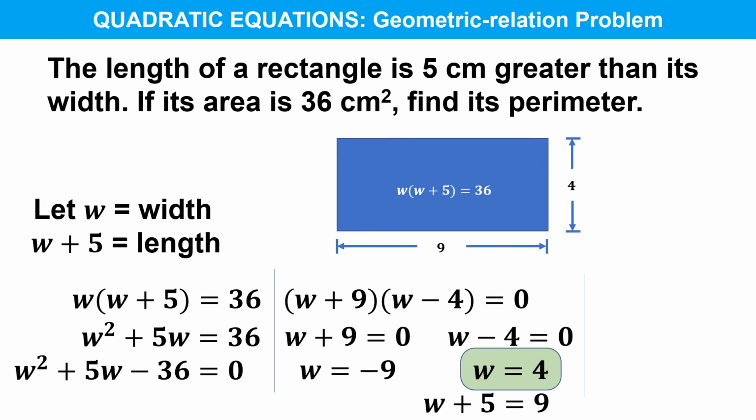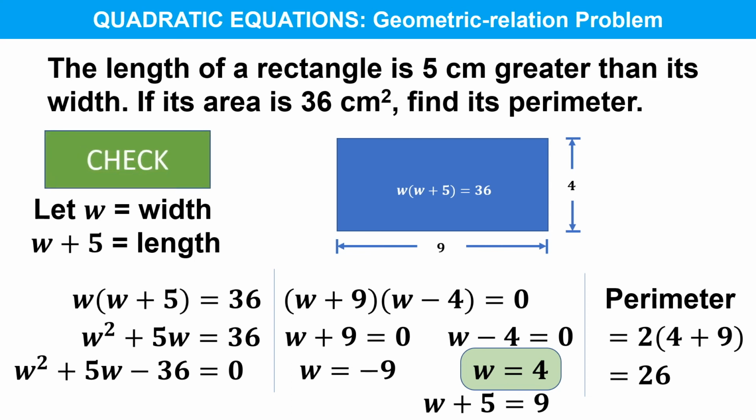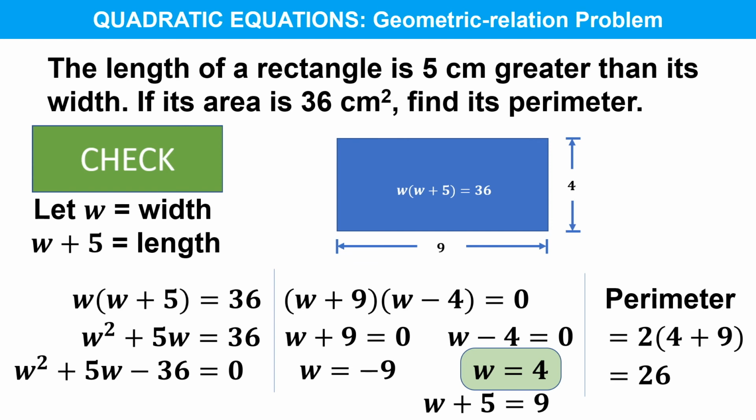Let us now answer the question, what is the perimeter of the rectangle? We simply use the formula for the perimeter of a rectangle, which is twice the sum of the length and the width. Therefore, the perimeter is 26 centimeters. I leave you the checking process as a student activity.